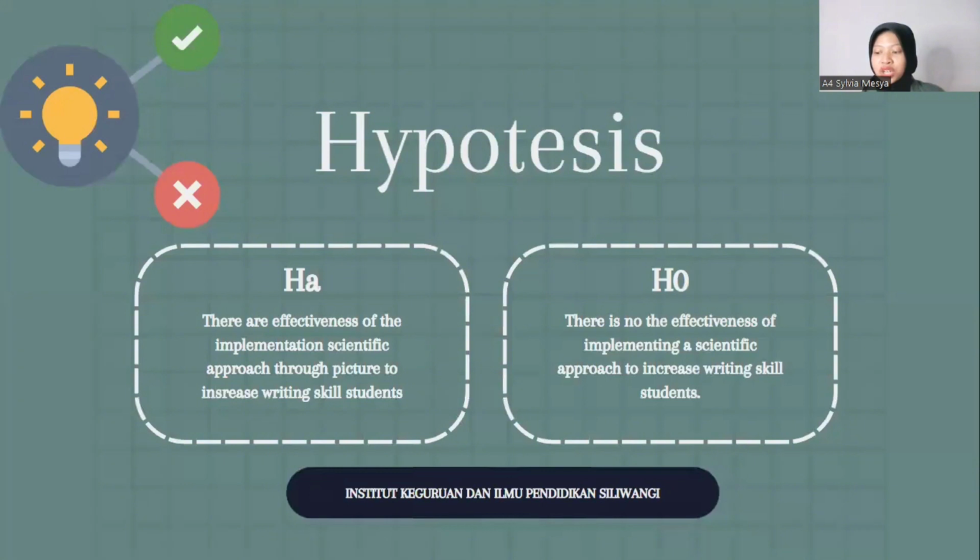As for this research, it has two hypotheses, consisting of HA and null hypothesis. For the HA hypothesis, there is effectiveness of the implementation of scientific approach through picture media to increase writing skills of students, and H null or null hypothesis, there is no effectiveness of implementing a scientific approach to increase writing skill of students.